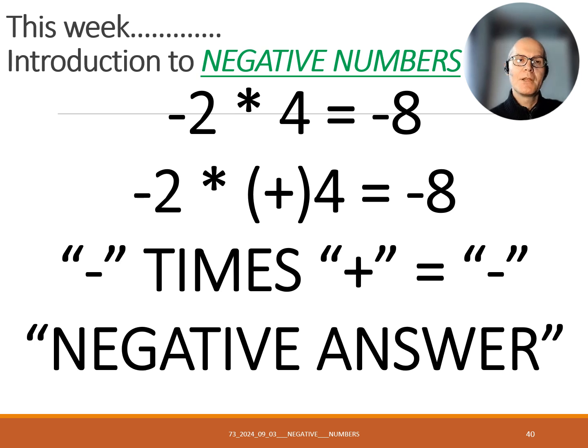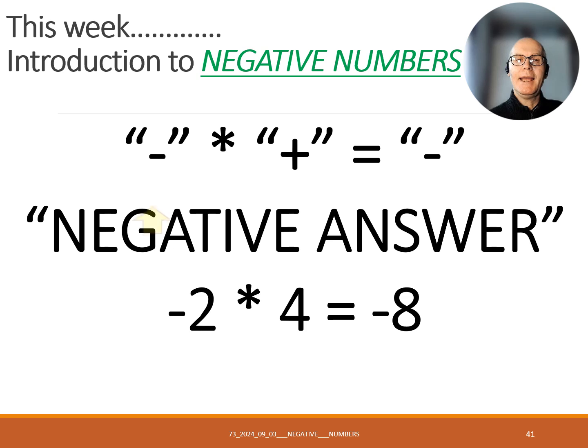Now we're mixing it up. We've got a negative number times a positive number. Negative 2 times positive 4 equals negative 8. That's because a negative times a positive will equal a negative answer. Any negative number times any positive number equals a negative answer.